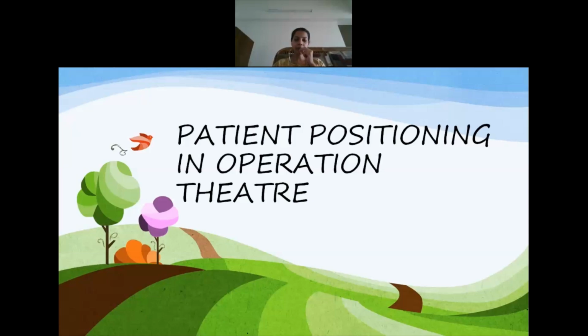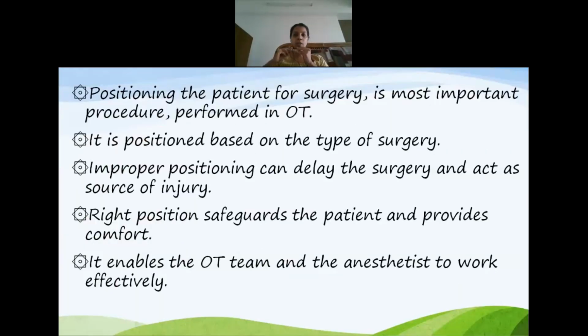Operation theater patient positioning. This topic is usually asked for 5 marks. They usually ask a question like this: what are the different positions that are used for surgeries, or what are the different positions that are used in the operation theater. Positioning of a patient for surgery is very important in the operation theater.